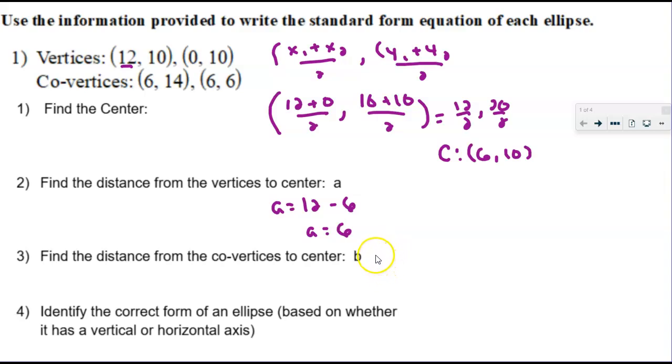Now we want to do the same thing with b. In this case, we're looking at the co-vertices. So b is going to equal, we can choose 14 and see how far away 14 is from 10. So in this case, we know that b is 4.